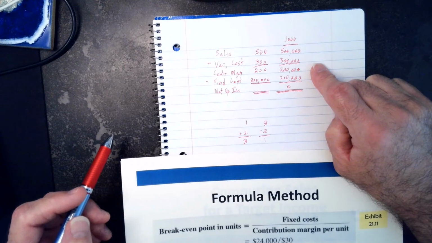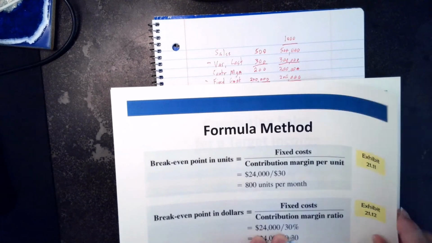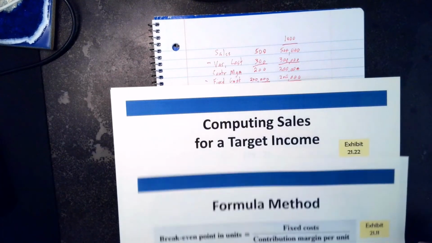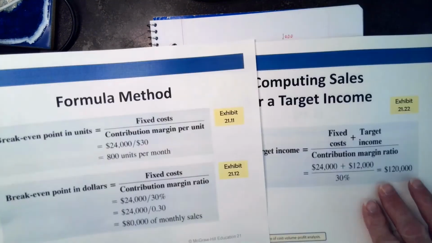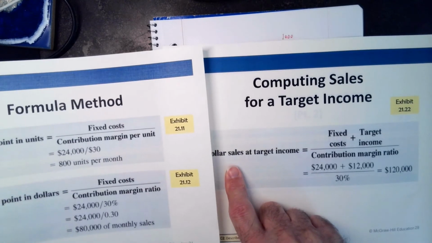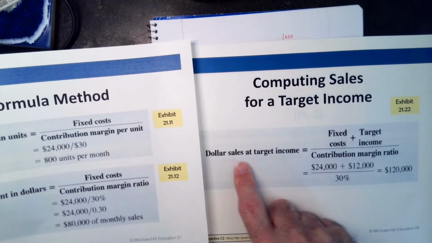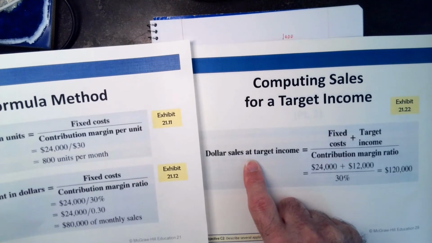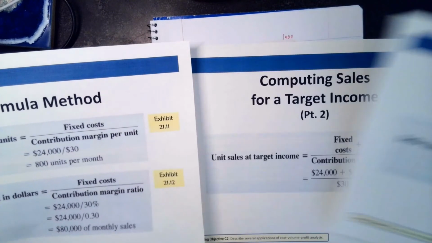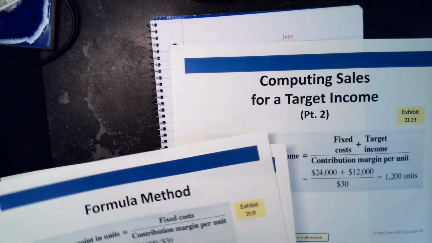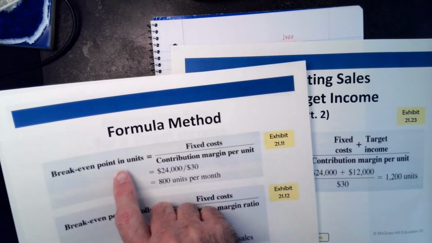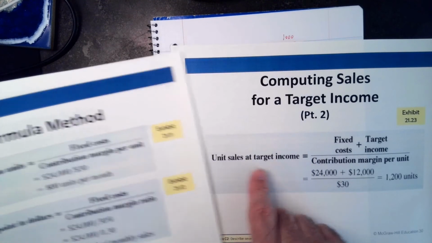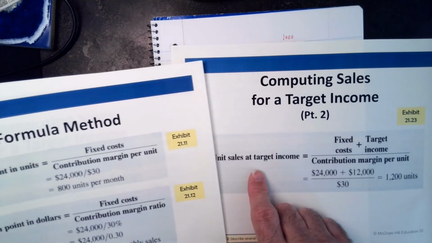Good. Now let's try something else. This is going to blow your mind. This is exactly the same as this. Check it out. Unit sales at a target income, break-even point in units. Okay, different terminology, but guess what, folks? They are exactly the same thing.